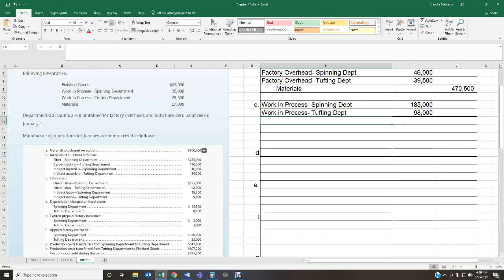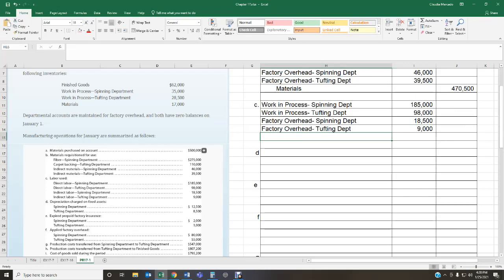And then we have indirect labor for the spinning department. I said if it's indirect labor or materials, it goes into factory overhead. So this is factory overhead for the spinning department, and we have 18,500. Then we have indirect labor for the tufting department, so we're going to put that in factory overhead for the tufting department, and we have $9,000. So if it's direct labor, you put it into work in process. If it's indirect labor, you put it into factory overhead.